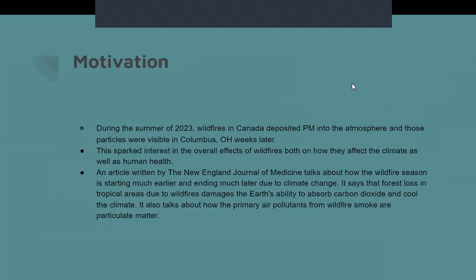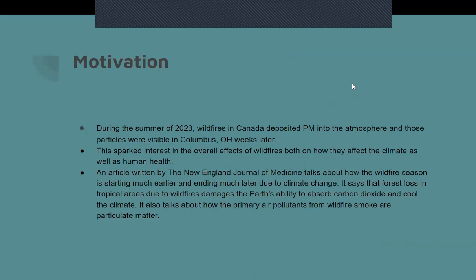The motivation for this project was during the summer of 2023, wildfires in Canada deposited particle matter into the atmosphere, and those particles were visible even in Columbus, Ohio, weeks later. Think about the air quality index was 400 in New York, I believe. That was when everybody was going out in the summer and you just couldn't see anything in front of you because the sky was just not the right color.